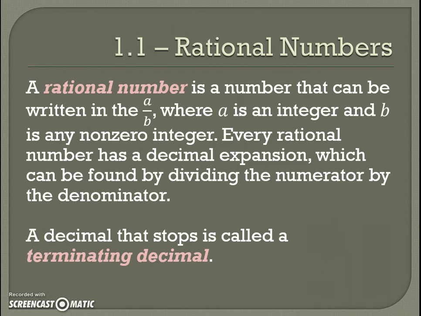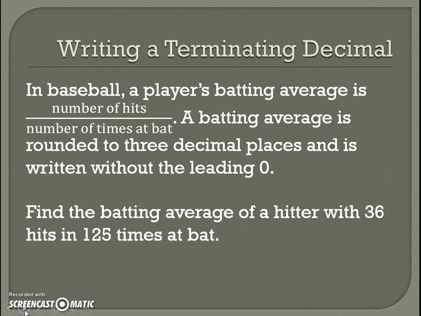There's two ways this comes up. The first way we're going to talk about is a terminating decimal. A decimal that stops is called a terminating decimal. So it may be like 0.25. Or it might be something like 0.344 or anything like that where it stops and it does not continue on. That is what a terminating decimal is. So let's move on.